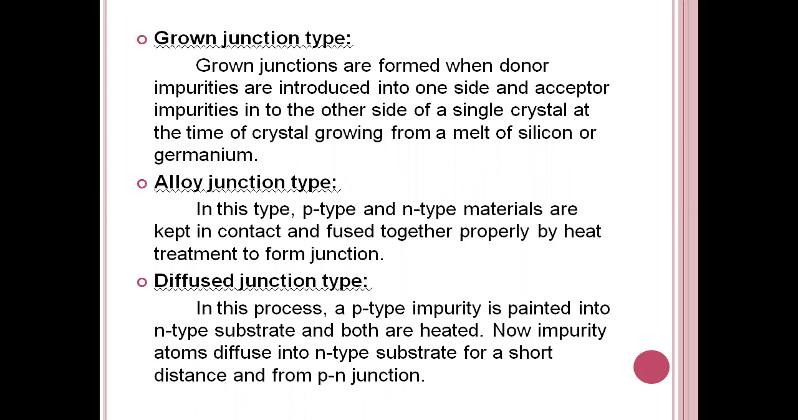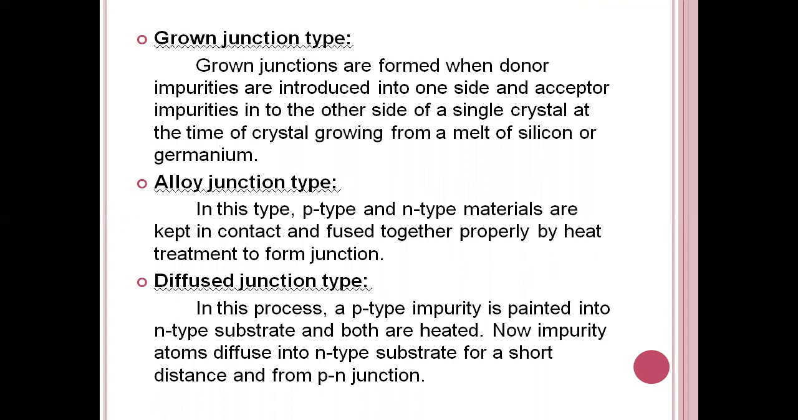Whereas in the alloy junction method, or fused junction method, two different materials, N-type and P-type, are taken, kept in contact, and fused together by heat treatment. So those two materials get attached to each other, and a junction is formed between them. Such a process is called the alloy or fused junction type.